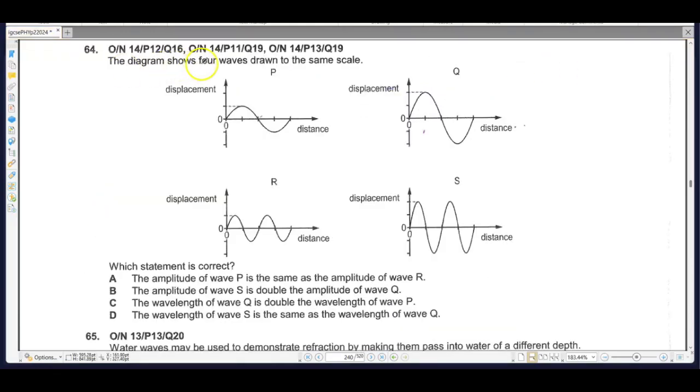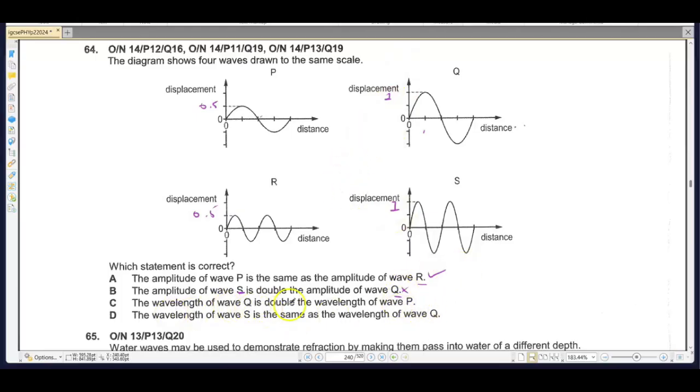Okay. Diagram shows 4 waves drawn to the same scale. Which statement is correct? The amplitude of wave P is the same as the amplitude of wave R. So if we look at this P and R, I think this is 0.5 and this is 0.5 as well. So this seems to be the correct option. Let's look at the other options as well. The amplitude of wave S is double the amplitude of Q. So the amplitude of S is 1 and it seems that the amplitude of Q is also 1. So this is not correct. It is not double. It's the same.